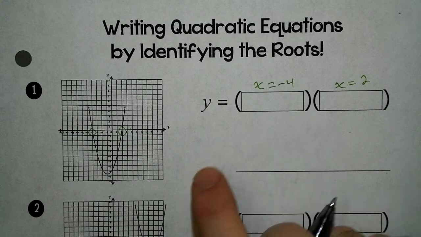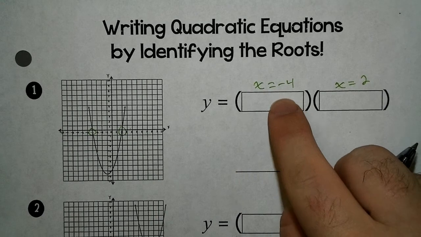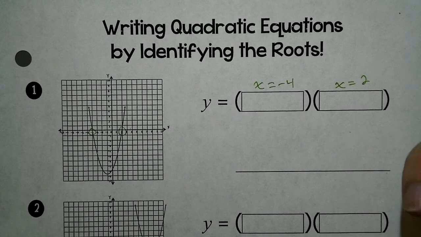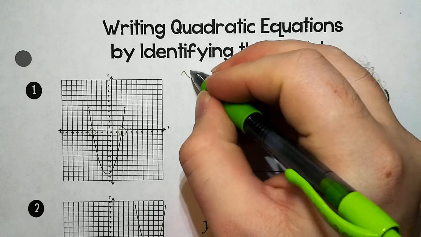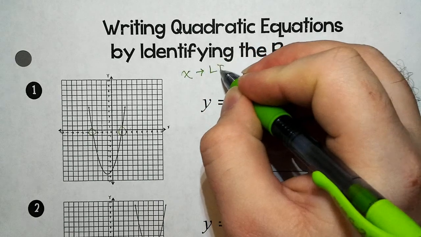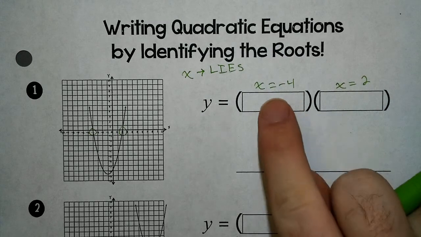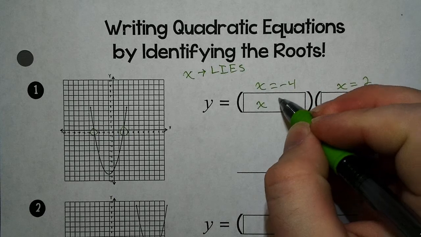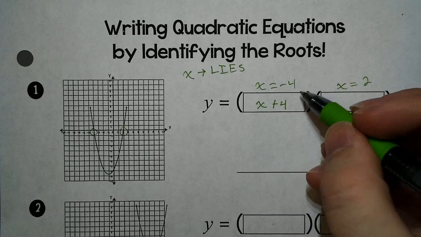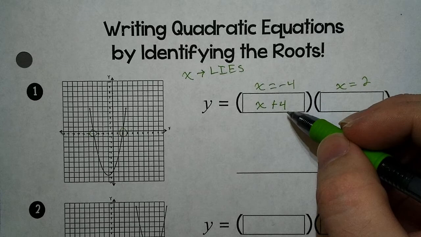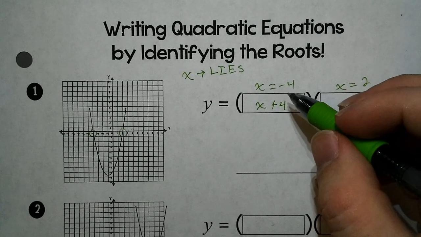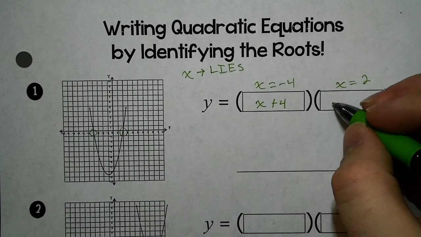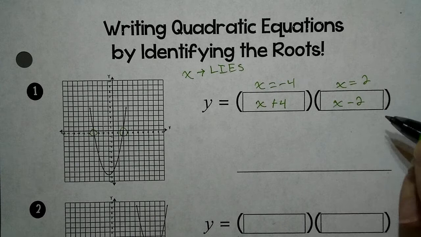Now, what we want to do is get the equation. So what we can do is go from the solutions to the factors. But remember, on your x-axis, x lies. So if the solution is x equals negative 4, then the factor is going to be x plus 4. Basically, whatever sign you had for the solution, you're going to flip it, and you're going to change the equal sign for either a plus or a minus. Over here, this says x equals 2, so the factor would be x minus 2.